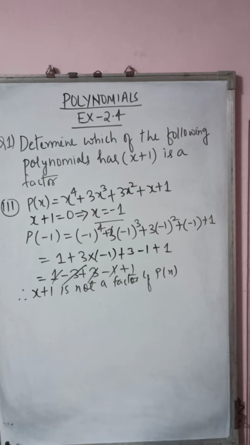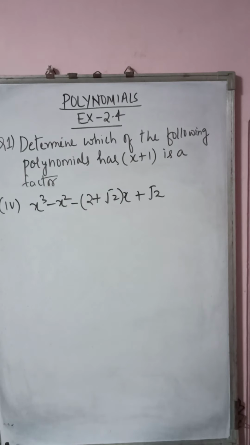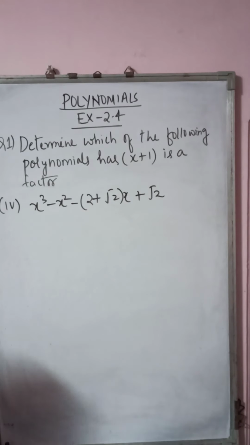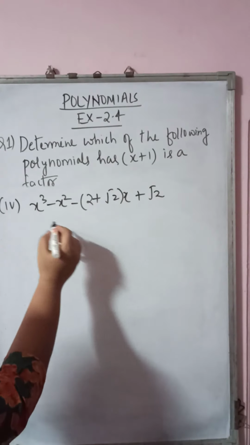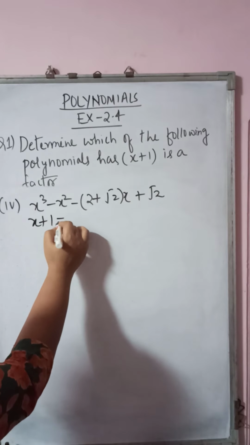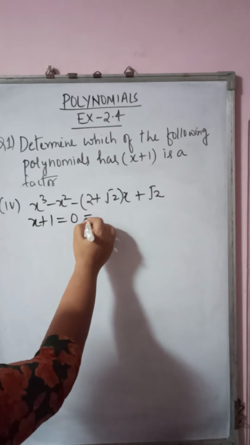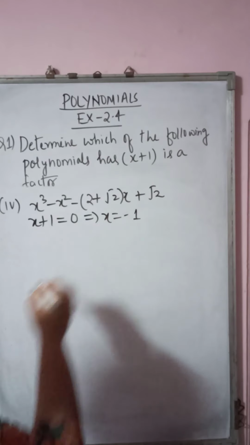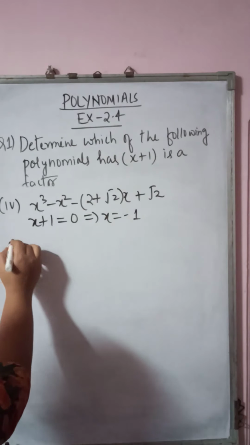Question number 1, fourth part. So this is the given polynomial and we have to find whether x plus 1 is a factor. So you all know now, x plus 1 is a factor means what you will do: again equate with 0 and find the value of x from this. So x plus 1 is 0, so x will be equal to minus 1. Now substitute in the given polynomial.